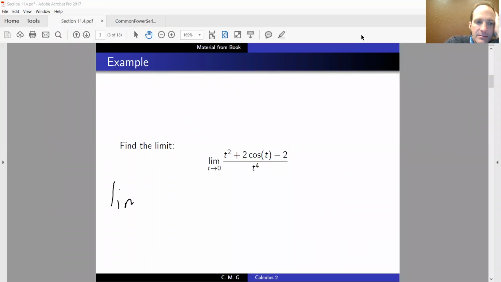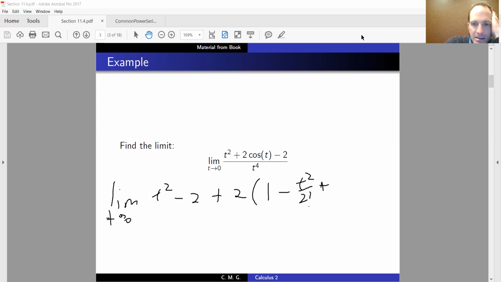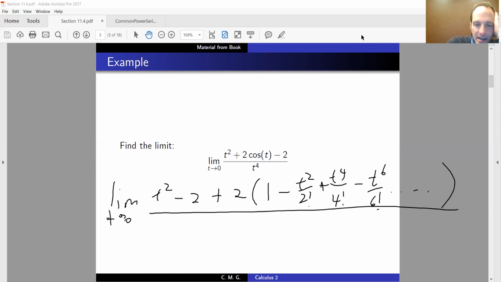So I'm going to get the limit as t goes to 0 of t squared, and I'm going to move the 2 over here as well, plus now 2 times the expansion of cosine of t. So that was 1 minus t squared over 2 factorial plus t to the 4th over 4 factorial minus t to the 6th over 6 factorial, and so on, divided by t to the 4th.